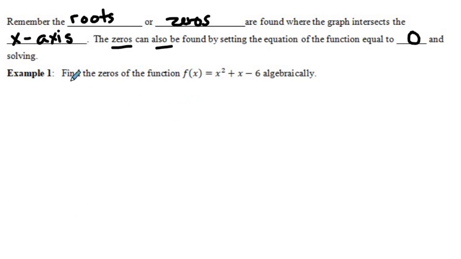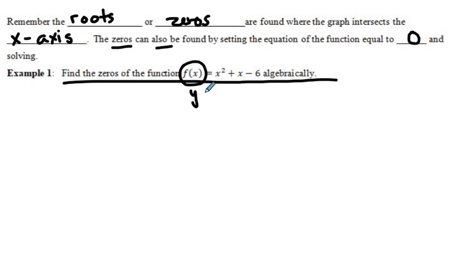Or we can factor. So this first example, find the zeros of the function f of x equals x squared plus x minus 6. Now we know this is a function because it's in function notation, f of x. Now when we see this, we can sort of treat it like this is a y. y equals x squared plus x minus 6. And now we can start factoring the way we always do. We're looking for 2 numbers that multiply to negative 6 and add to 1. Those are going to be negative 2 times 3. Negative 2 plus 3 is going to give us 1.